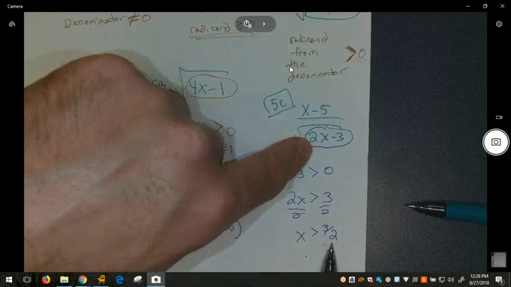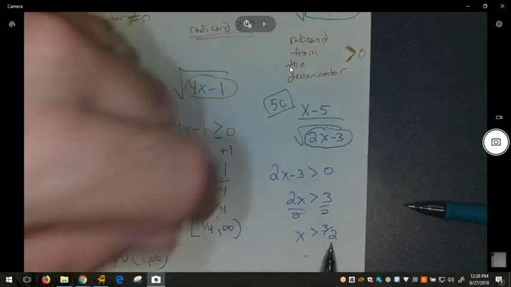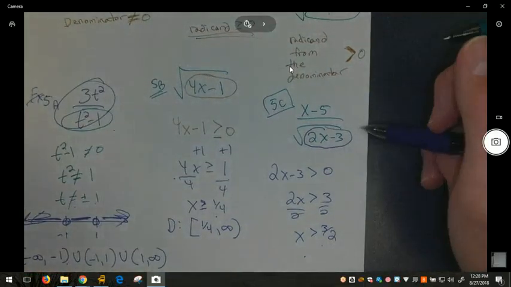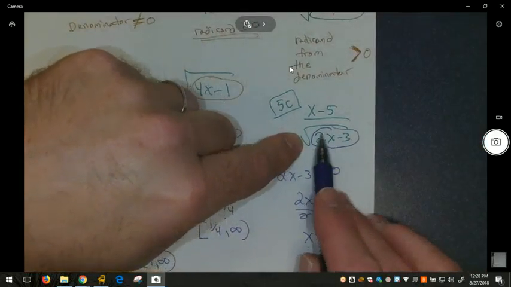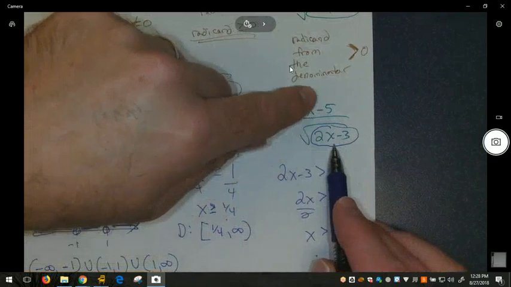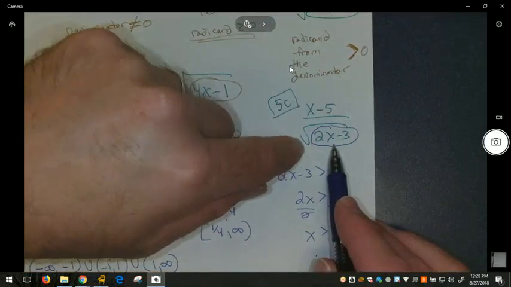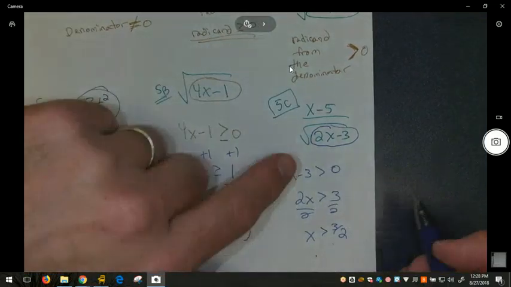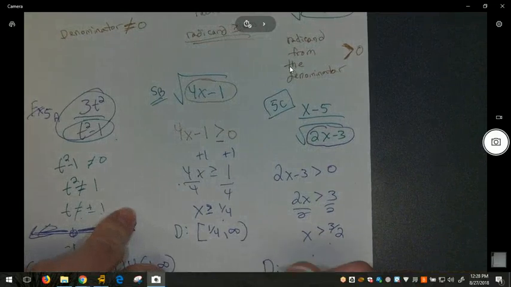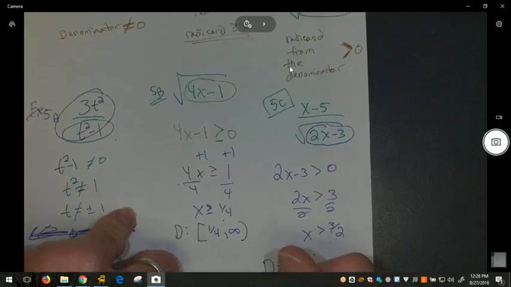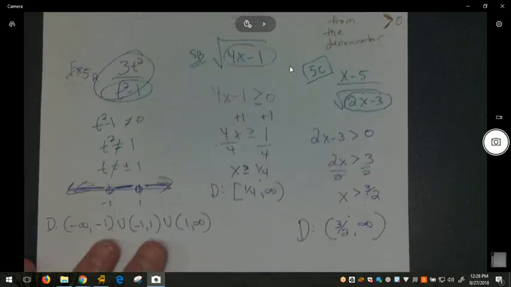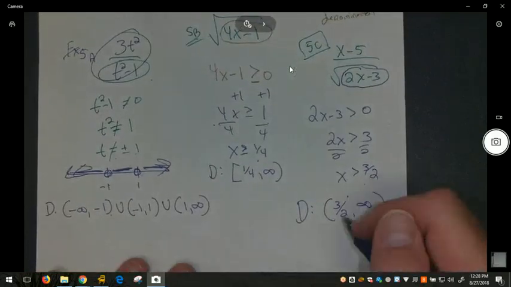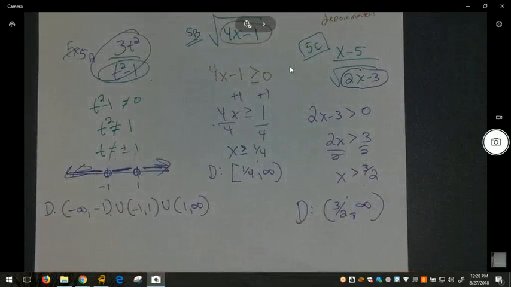If it is 3/2, then we have a problem. That would work for the radical; we'd get square root of 0, which is 0, but we'd have a 0 in the denominator, which is undefined. It's not a number. So our domain is restricted so that it has to be strictly greater than 3/2, and it can go anything above 3/2 in a positive direction infinitely.